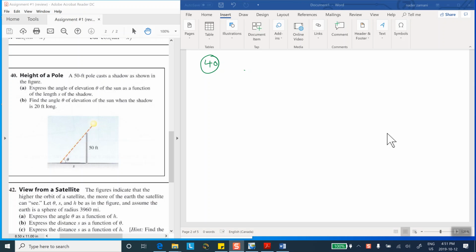Okay, this is the fifth and the final video segment on homework number 10. It's these two word problems that I'm going to be doing. Let's start with the first one.